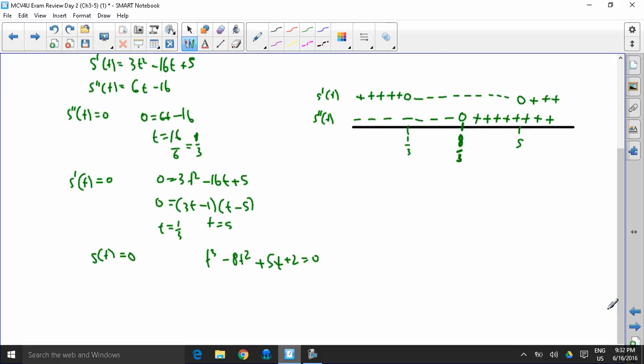Well, how do we solve that? It doesn't factor. Well, remember, we could use the factor theorem. I'll give you a little hint. When t equals 1, s at 1 is equal to 0, so t minus 1 is a factor. And then I'm going to use long division here. It's been a while, hasn't it? It's good to remember these skills.